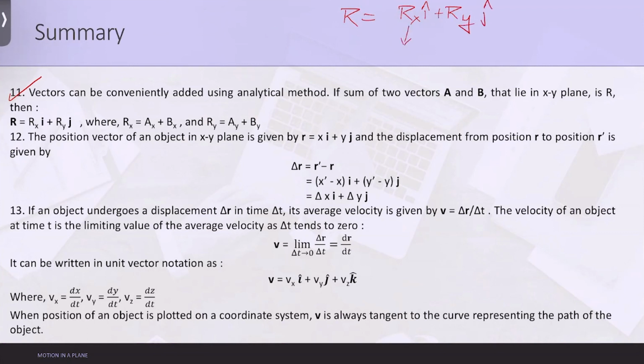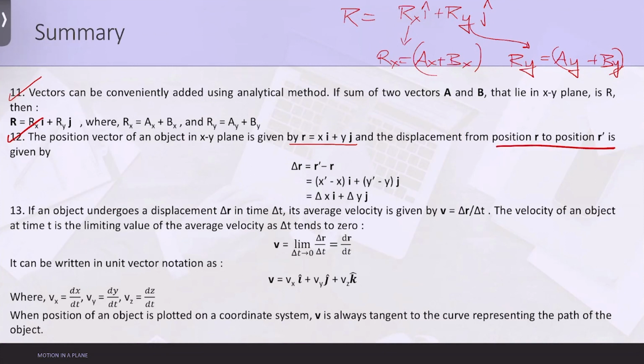Okay, then what will be Rx? Rx will be nothing but equal to Ax plus Bx and similarly Ry will be Ay plus By. Okay. Next thing, the position vector of an object in xy plane can be written as, so basically what you want for motion in a straight line, we are just trying to plot the dimension, and now we use vector notation. We can write it as r is equal to x i cap plus y j cap.